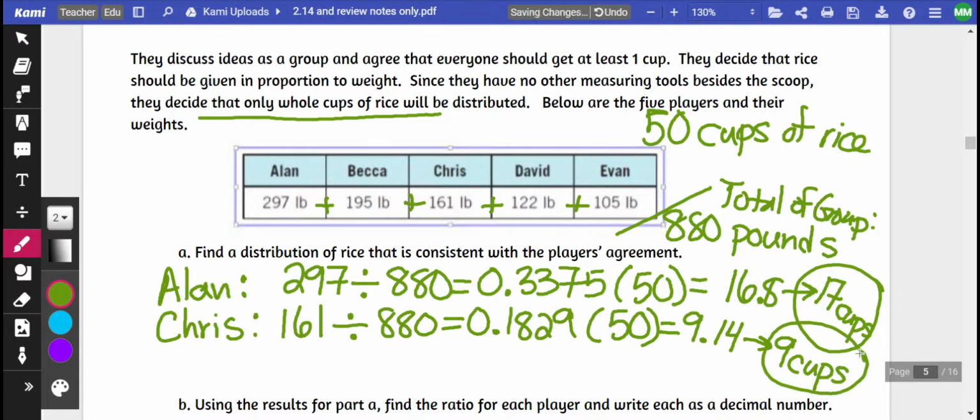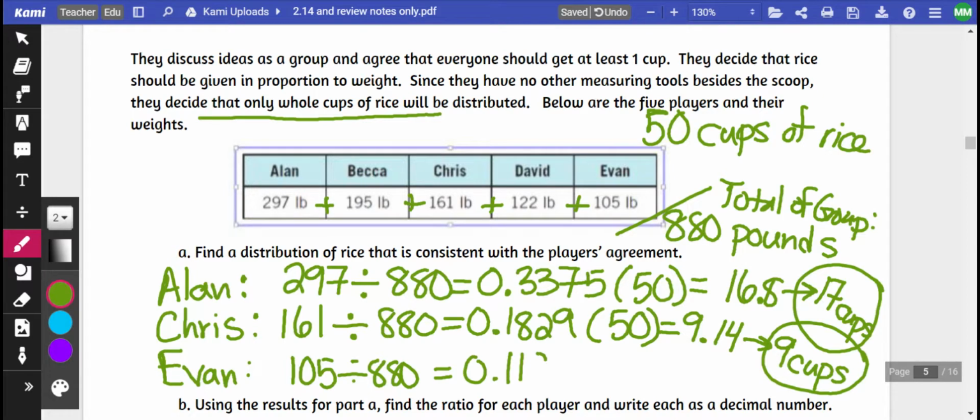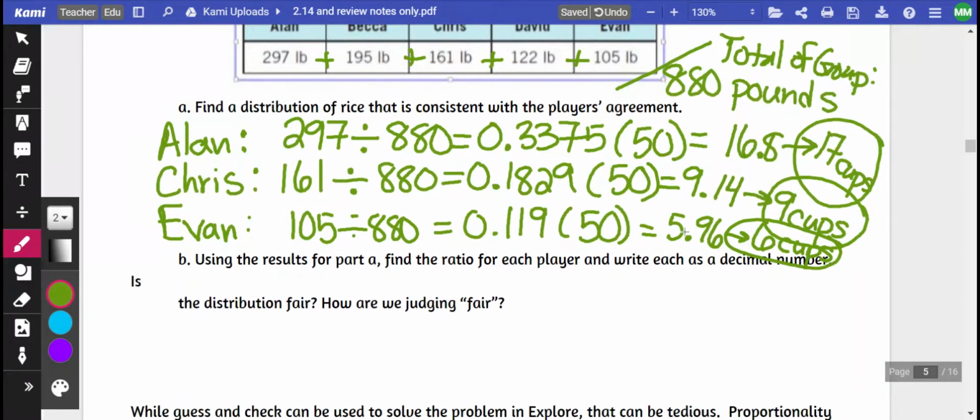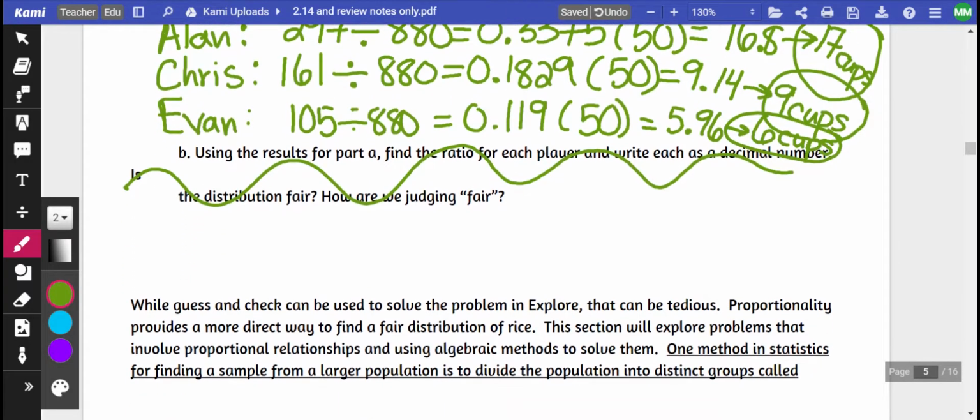All right, and let's also look at Evan. Evan weighs 105 pounds. We're going to take that out of 880, and we get 0.119. I'm going to multiply that by 50, and I get 5.96 cups, which will round to 6 cups. So it's no wonder that Evan wanted us to go with splitting it evenly. We're not going to worry about the second part of that question.